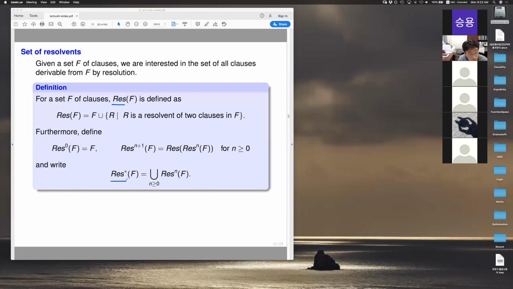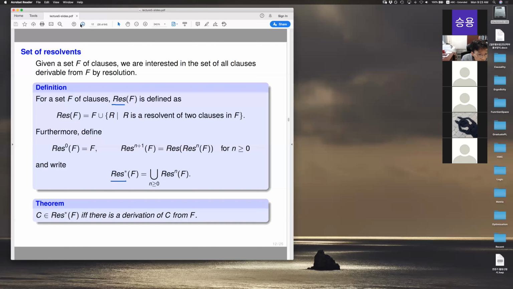And then res star is obtained by taking the union of all of those. Which means it's collecting all the consequences of resolution on the formula F, where we apply the resolution proof system infinitely many times. It can be 0, or once, twice, and so on. Okay, so that's what res star says. This res star, in a sense, captures what we can actually derive by applying resolution on the formula F.